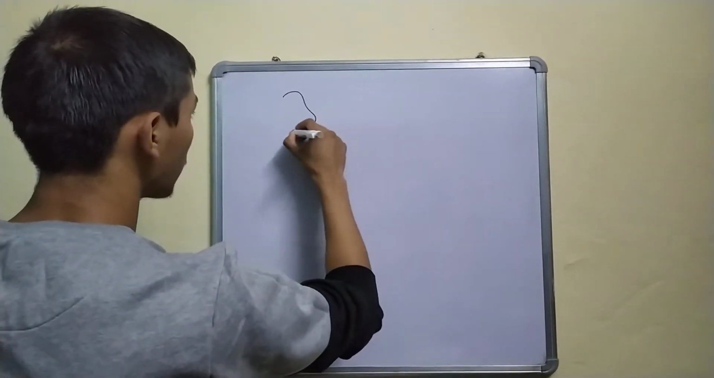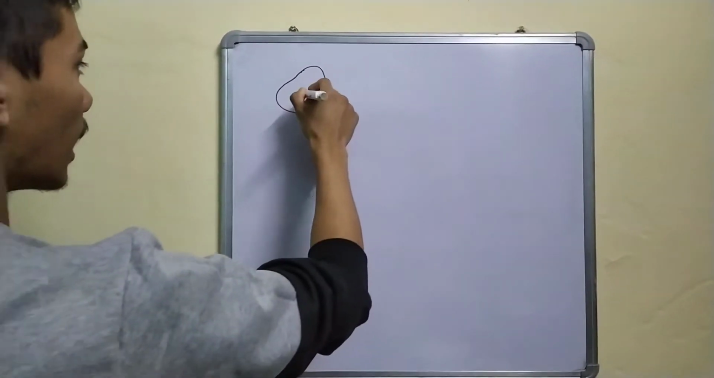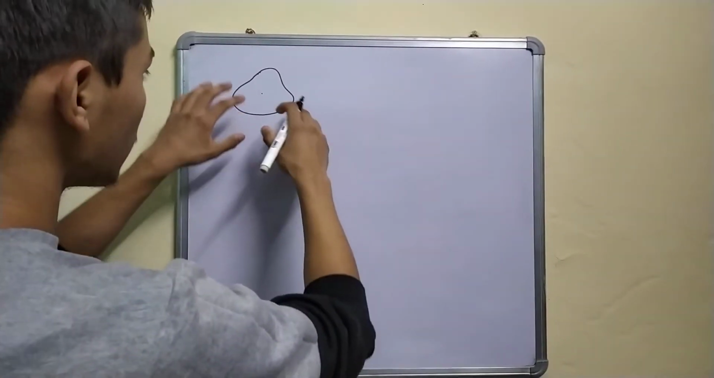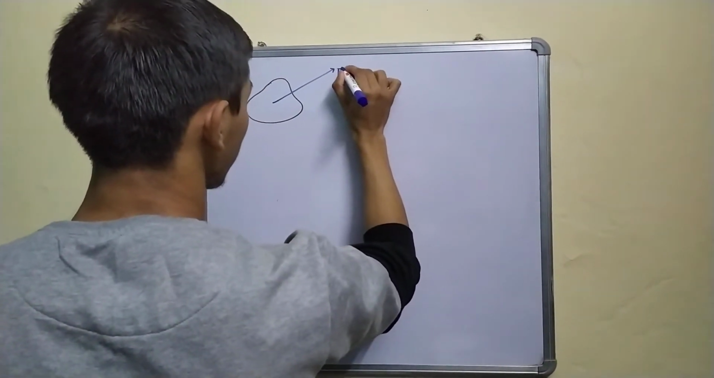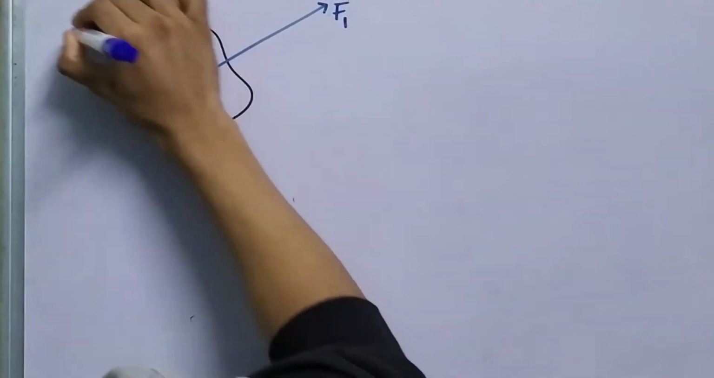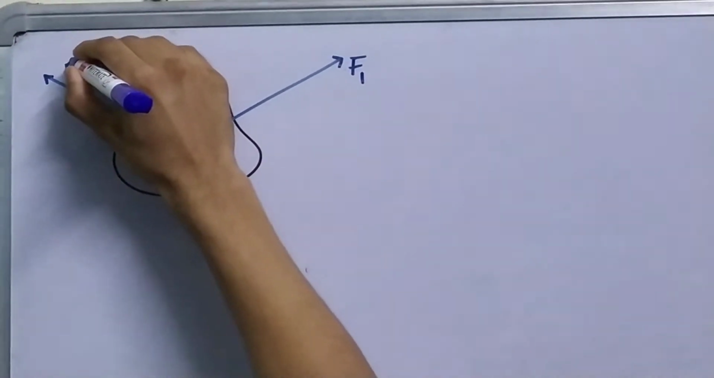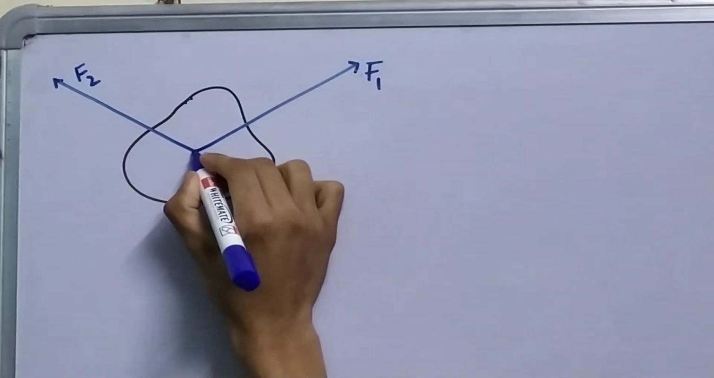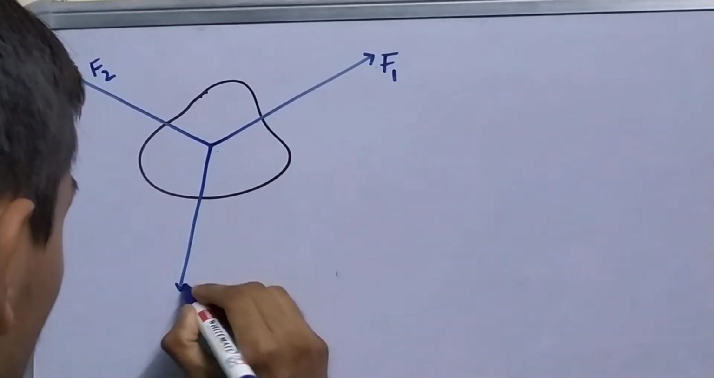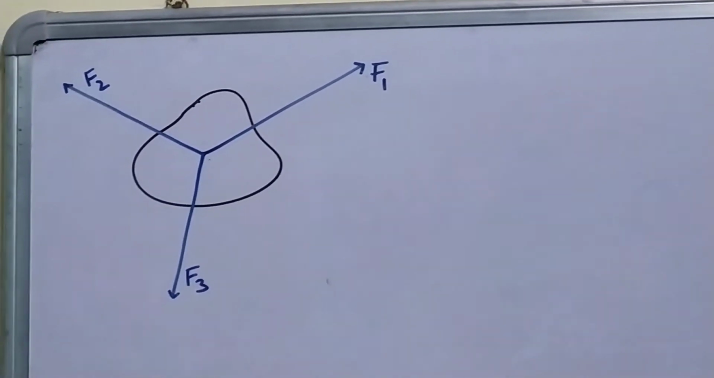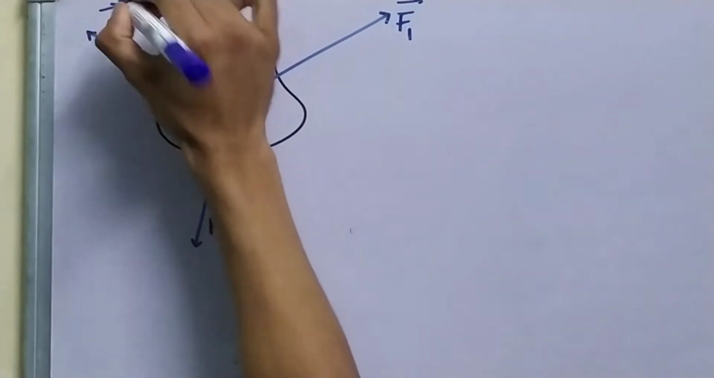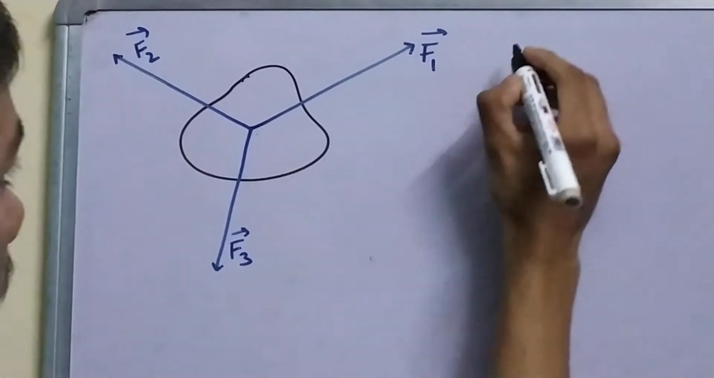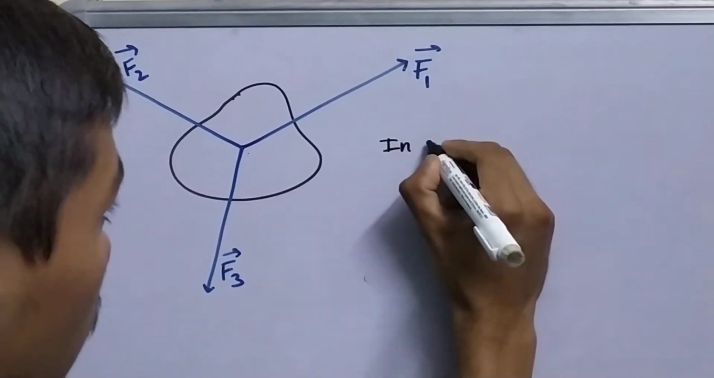So say we have a body, any object, and it's under the action of three forces, namely F1, F2 and F3. So let me call this F1, something like this, F2, and something like this, F3. And the condition is that the body is in equilibrium.